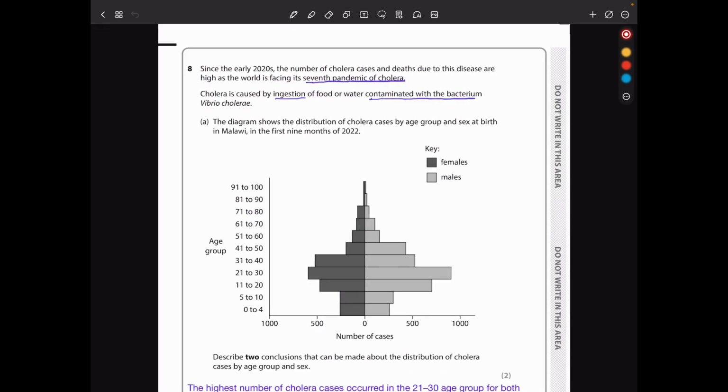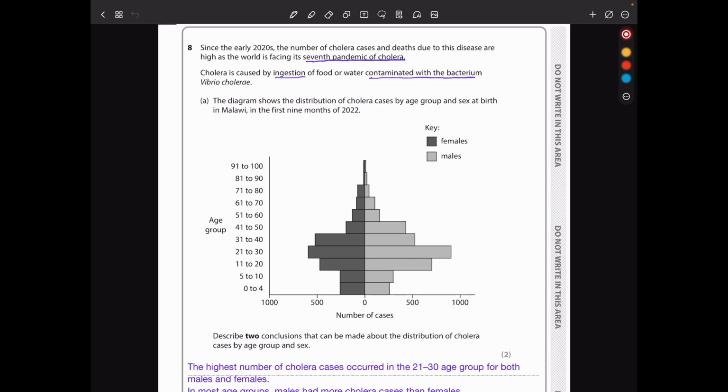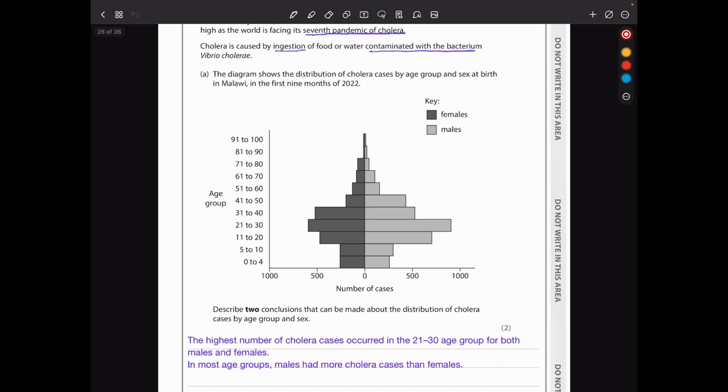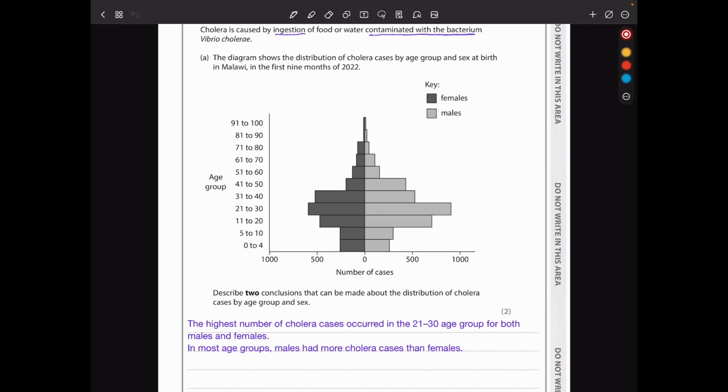In question 8, since the early 2020s, the number of cholera cases and deaths due to the disease are high as the world is facing its 7th pandemic of cholera. Cholera is caused by ingestion of food or water contaminated with the bacterium Vibrio cholerae. The diagram shows the distribution of cholera cases by age group and sex at birth in Malawi in the first 9 months of 2022. On the vertical axis we see age, and on the horizontal axis we see cases. Overall we see in men there were more cases than in females, and the highest age group was 21 to 30, and the lowest of course is 91 to 100.